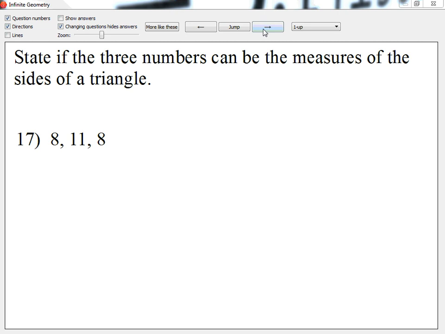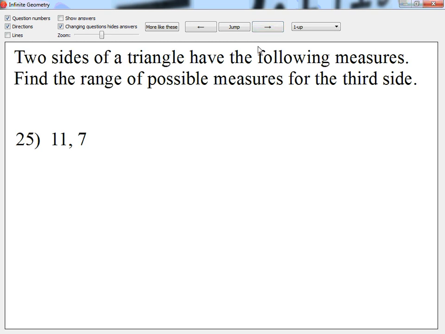Okay. So any questions up until 24? Alright, now looking at 25. Two sides of a triangle have the following measures. Find the range of possible measures for the third side. So my two numbers are 11 and 7. What's the smallest number that it could be? 7. Not quite 7.